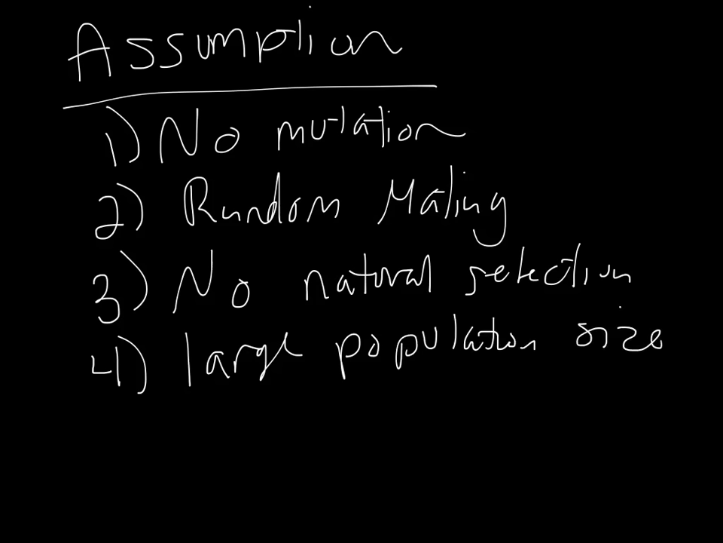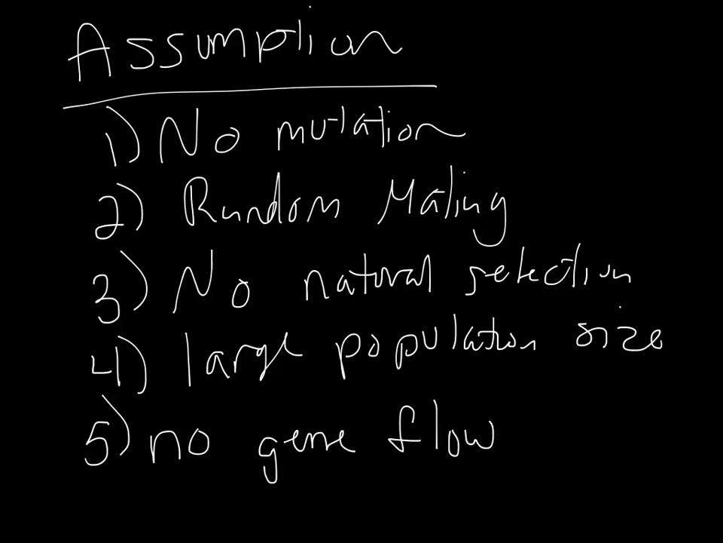And the last one, no gene flow. So think of your genetic pool, again, all your alleles in your population. You don't want gene flow, meaning genes leaving your population. If you have gene flow, this is going to influence evolution, and it's not going to stay within that Hardy-Weinberg principle.